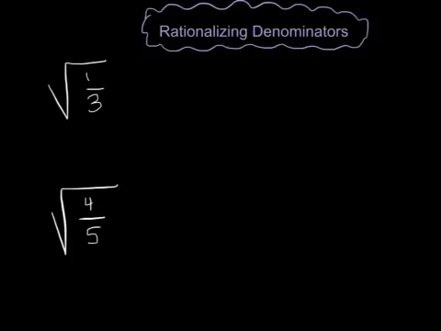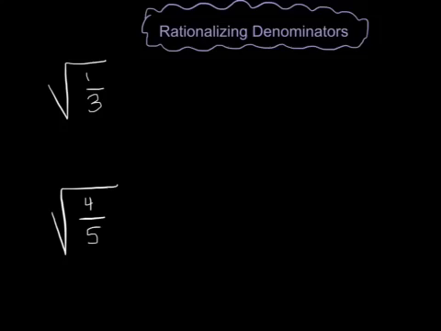Because they're difficult to divide by, we don't like to leave any radical expressions in the denominator of a fraction. So in order to get rid of those radicals in the denominator, we do something called rationalizing the denominators, or basically turning those denominators into rational numbers as opposed to irrational numbers. And the procedure is very simple. What we're going to do is multiply the entire expression by the number 1 in a form that will eliminate the radical in the denominator.